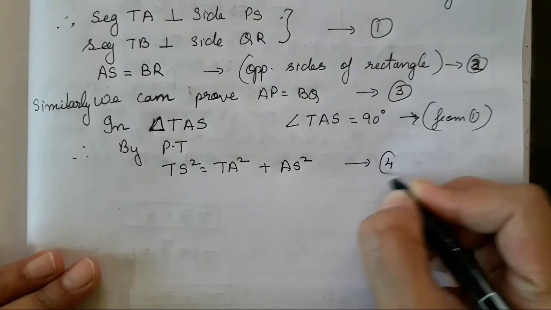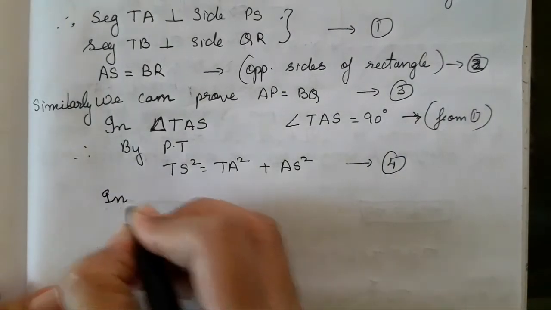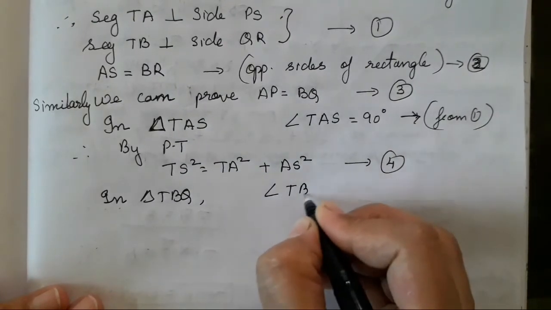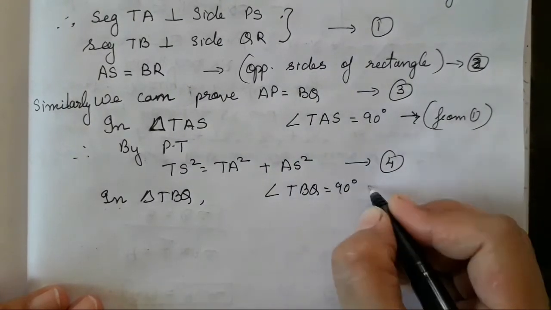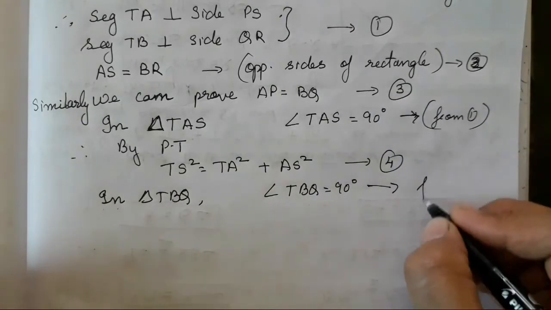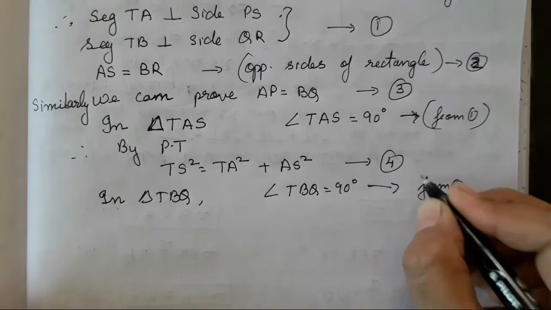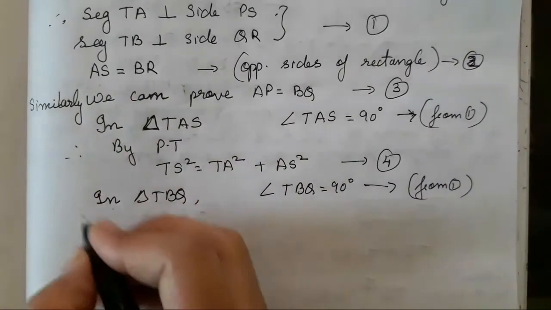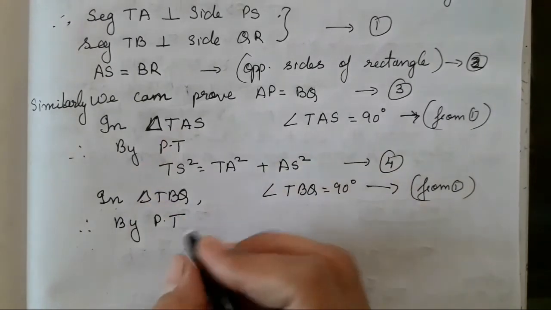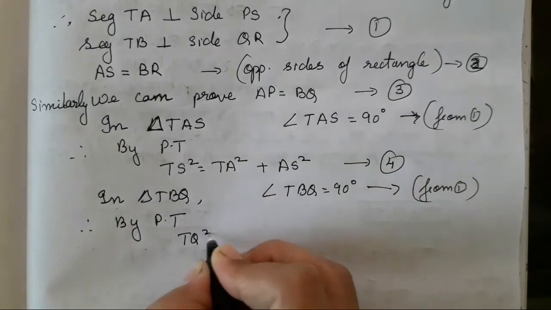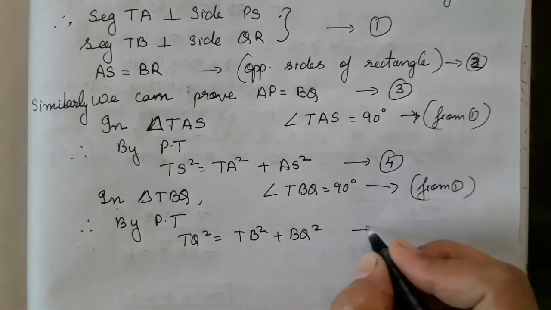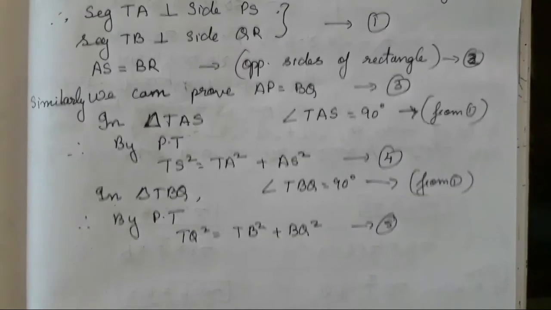This is your fourth reason. Now similarly in triangle TBQ, angle TBQ is 90 degrees. This we can take from first again. Therefore by PT theorem, same steps I am repeating, you will see TQ square is equal to TB square plus BQ square. So this is your fifth reason.